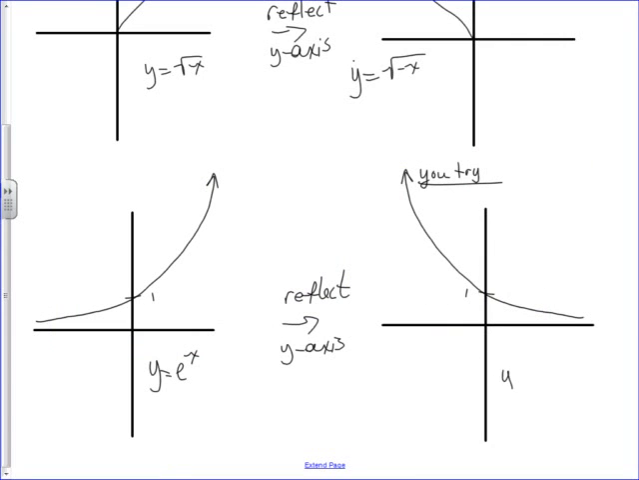Now your equation would be y equals. Where would we put the negative? Would we do negative e raised to the x? No, we're not going to do negative e raised to the x because that would give us a vertical reflection. So we're going to do e to the negative x. So just like horizontal shifts, your horizontal reflections need to affect your x values. Your vertical reflections affect the entire equation as a whole.